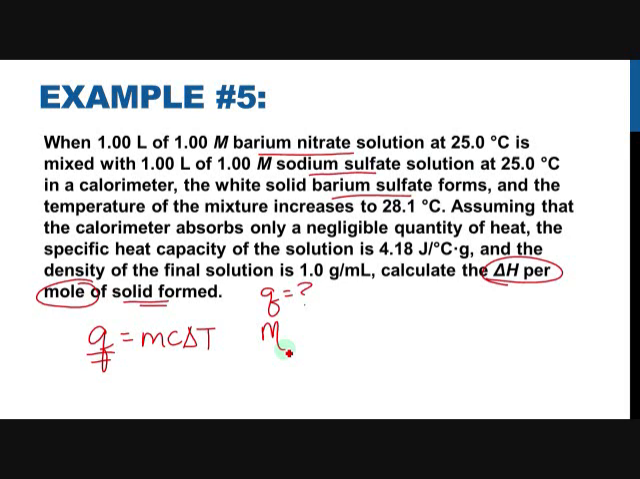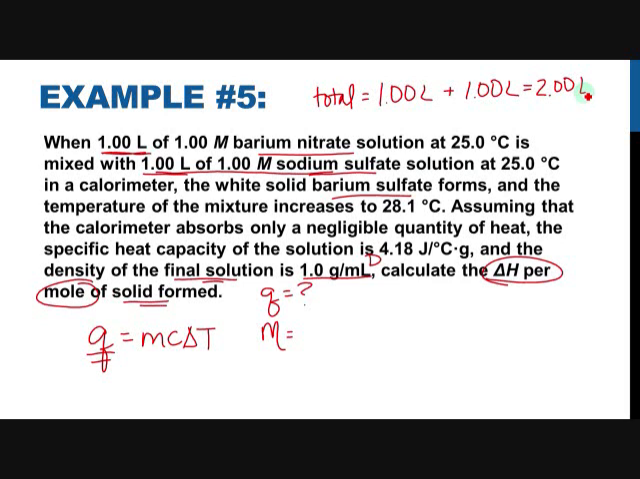Okay, now masses. We aren't given any masses. We're given liters. We're given 1 liter of the barium nitrate mixed with 1 liter of the sodium sulfate. We're going to use those to help us find mass, because we know that the density of the solution is 1 gram per milliliter. So if it's the final solution's density, then we have to use the total volume of the entire solution. So total volume would be the 1 liter from the barium nitrate plus the 1 liter from the sodium sulfate, and so that would be a total of 2 liters.